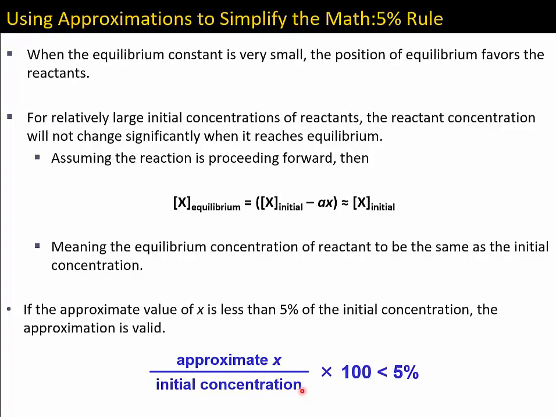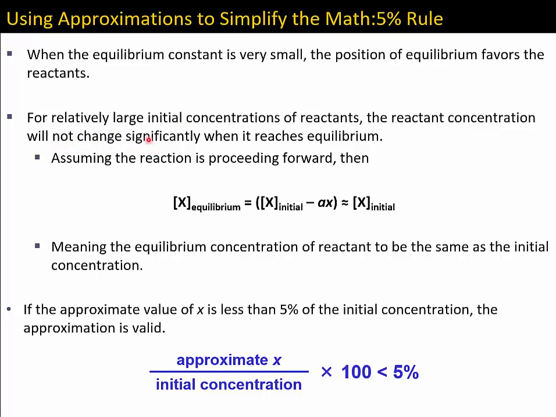When the equilibrium constant is very small, this is our 5% rule. So these are some approximations. They're probably going to help you out. So maybe we don't have to solve that quadratic. If we don't have to solve a quadratic or a higher order equation, that is a great thing. So when the equilibrium constant is very, very small, the position of the equilibrium favors the reactants. And if you've got a very large initial concentration of reactants, the reactant concentration is not going to change significantly when it reaches equilibrium.